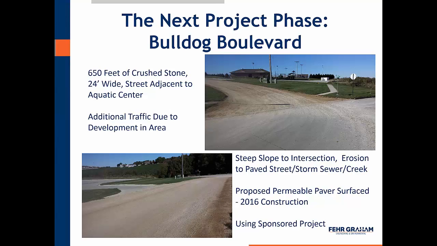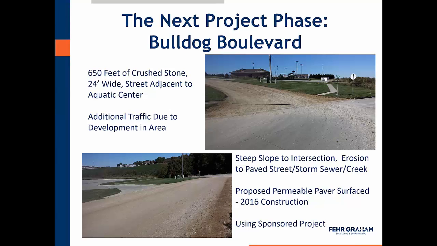So along with the city's wastewater improvements that they're making, the next phase after the wastewater plant was some collection system improvements. So they have a revolving fund loan for that as well, which makes them eligible for another sponsored project for water quality improvement. So we've been through this process the second time and have been approved for funding with the sponsored project to reconstruct this street, Bulldog Boulevard, with permeable pavers. And that is proposed for 2016 construction.